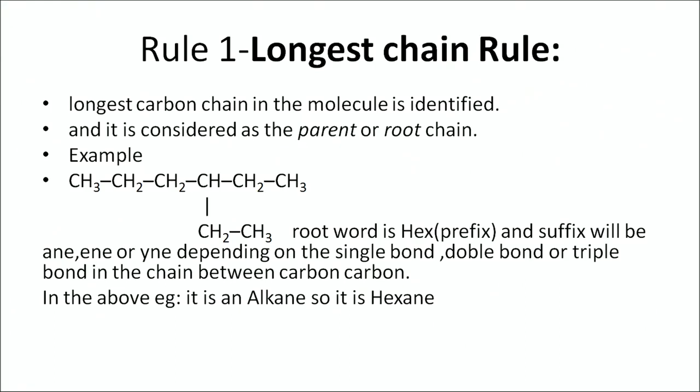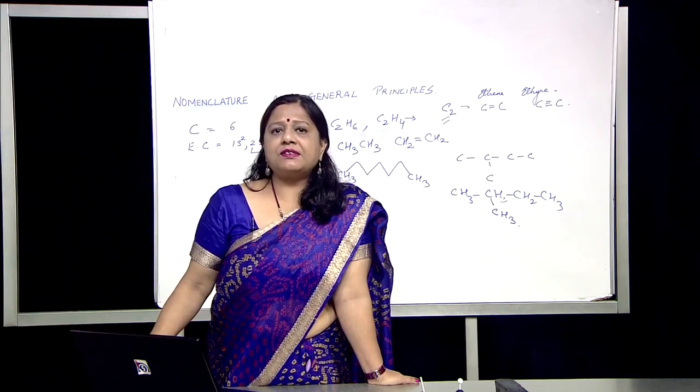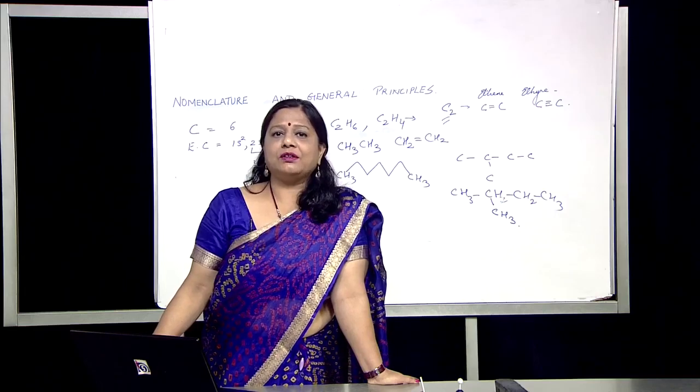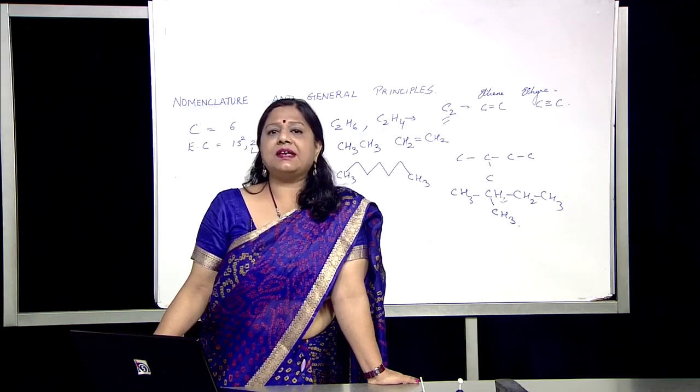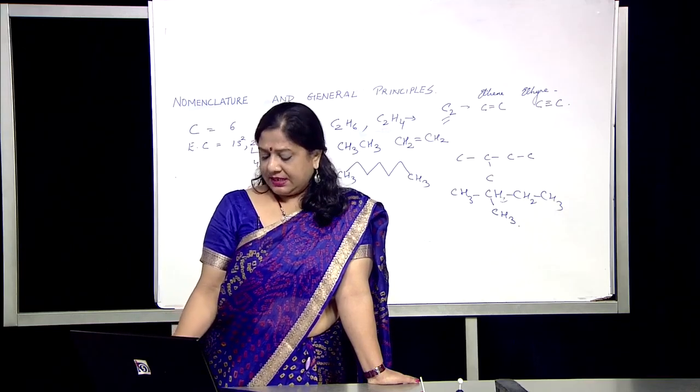So, if you count the carbon in a continuous chain of 6 carbon atoms, it will be called hex, and that hex will act as a root word which will be taken as a prefix. If it is a saturated compound, it will be ane. So, that particular compound is hexane with one branch, which we will be discussing later on.